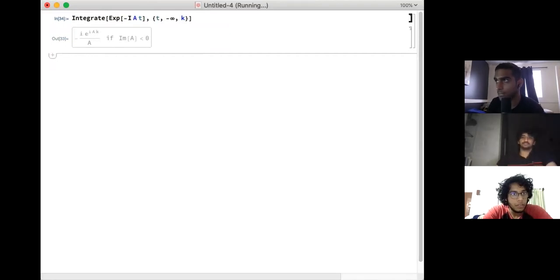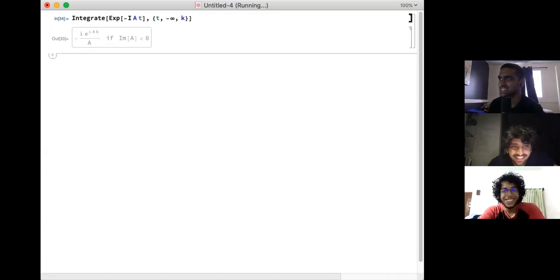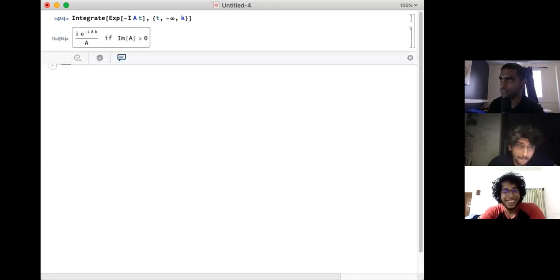Yep. Oh, wonderful. So that means that if I have e power minus I times something times t, that I integrate from minus infinity to some constant. It could be 0, it could be k. It doesn't care that there's a k there, right? But k is not infinity. Then I get the inverse, I over a, the inverse of the thing in the exponential. Right.